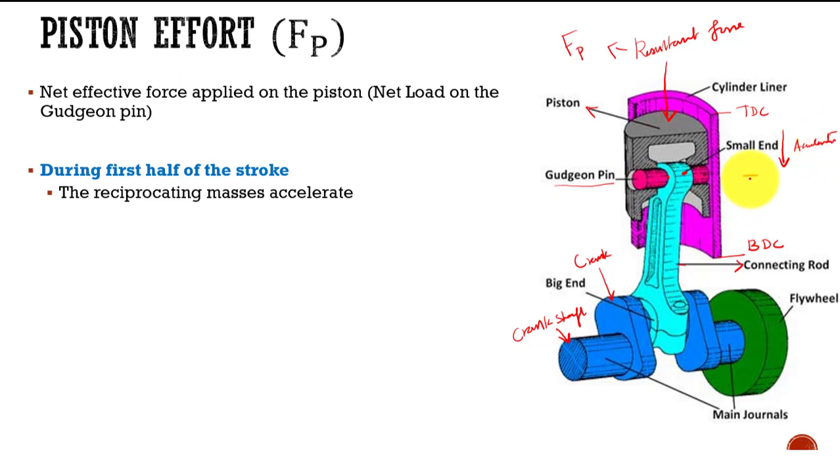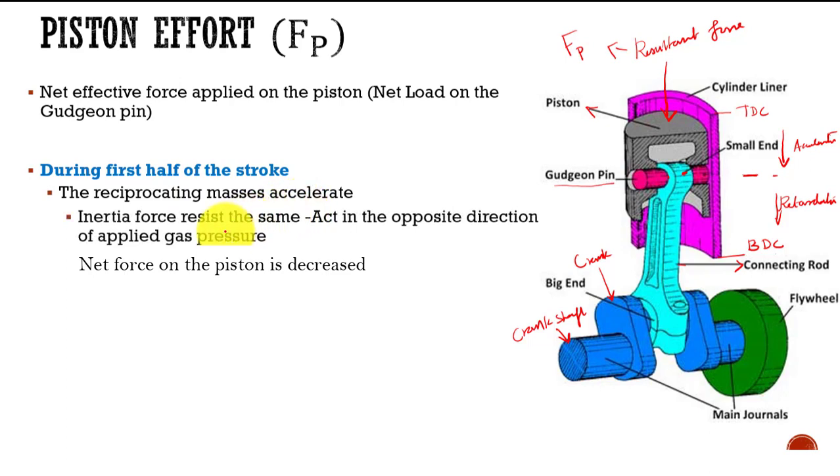From this point to this point, what happens is retardation, or otherwise deceleration. TDC to this center point, what happens? Acceleration happens. From this center point to BDC, what happens? Retardation, that is a deceleration. So this is the first half of the stroke, and this is the later half of the stroke. So during the first half of the stroke the reciprocating masses accelerate.